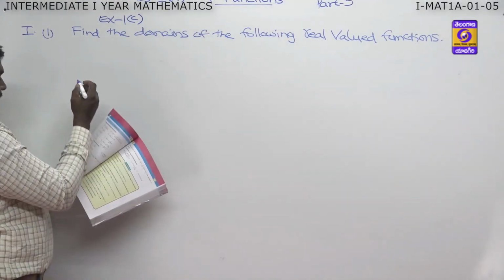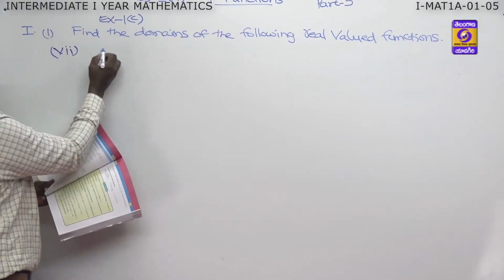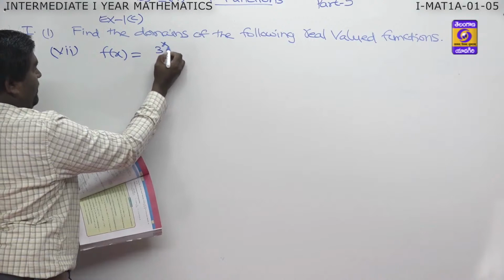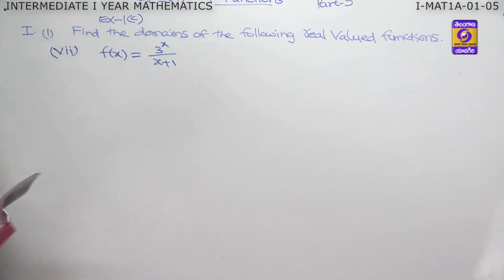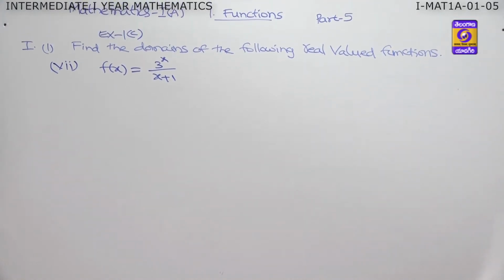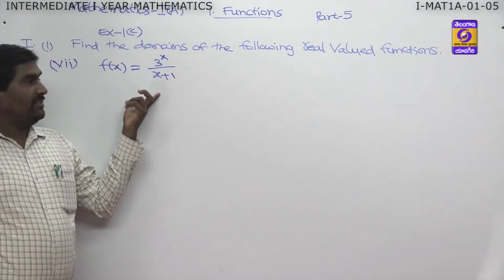Next, take the seventh problem. f of x is equal to 3 power x by x plus 1. We have to find the domain for this real valued function.